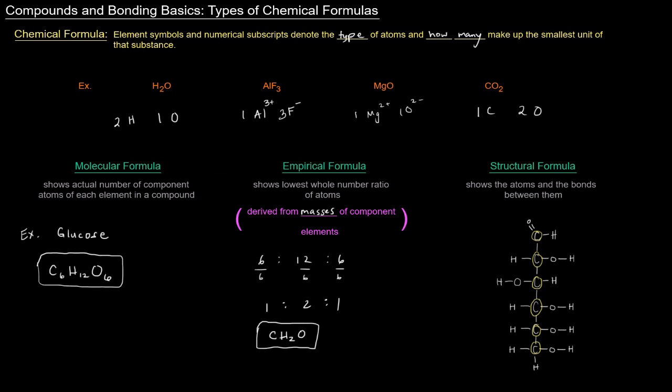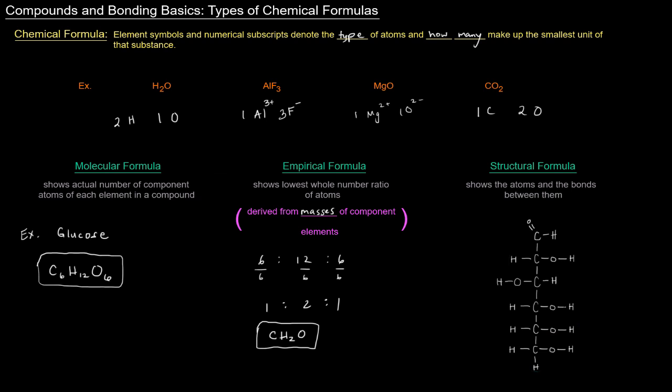We've got 6 carbons. What about hydrogens? We should have 12. So there's 1, 2, 3, 4, 5, 6, 7, 8, 9, 10, 11, 12 hydrogens. That checks out too. The last thing is 6 oxygens. We've got 1, 2, 3, 4, 5, 6 oxygens. That checks out too. So that's the actual structure of glucose. Now I want to erase all those circles I just made to make it less messy. That was just to count the atoms.